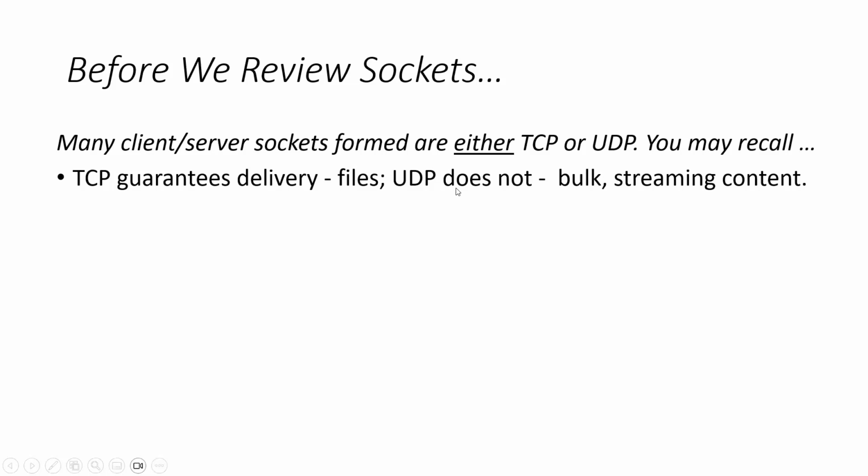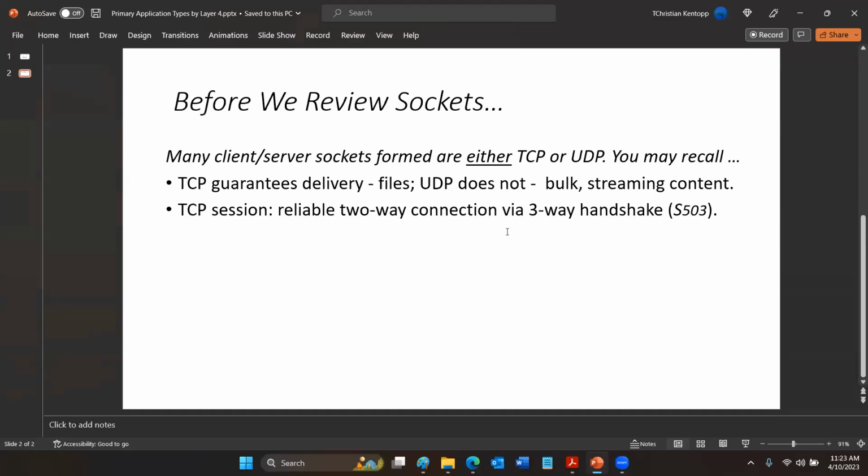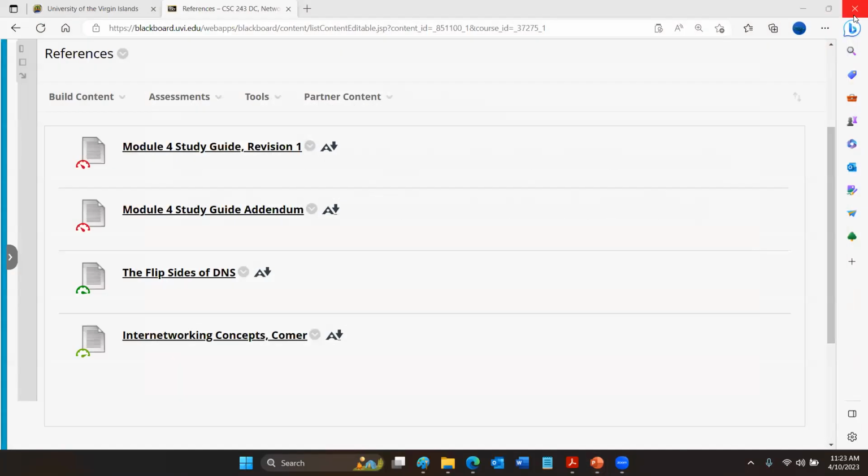UDP is often referred to as a connectionless session, but there's still exchanges of information, right? So it's the three-way handshake, right? And there is a slide that you can look at, slide 503, and it talks about the three-way connection. And that's it for this particular set of slides, right? That's all we're worried about here. Any questions?